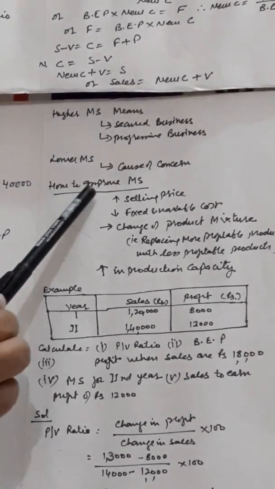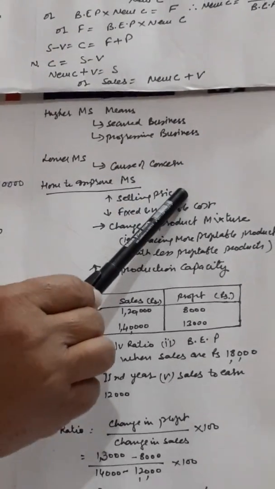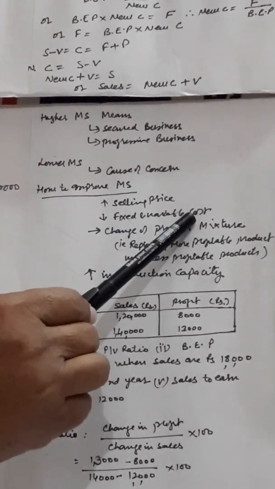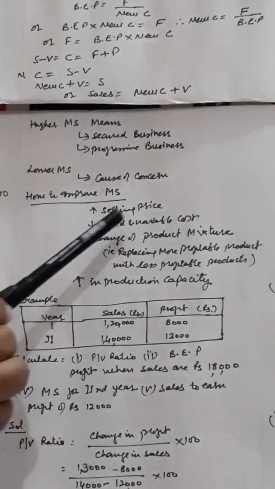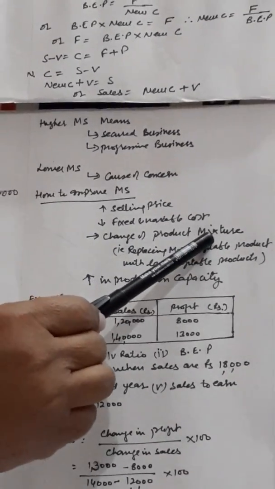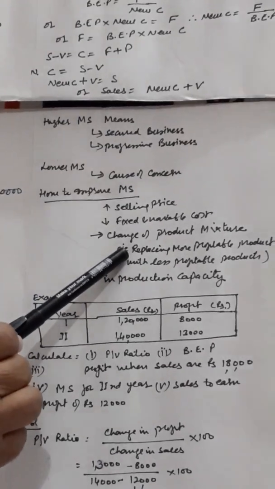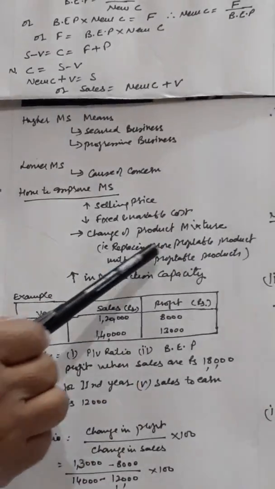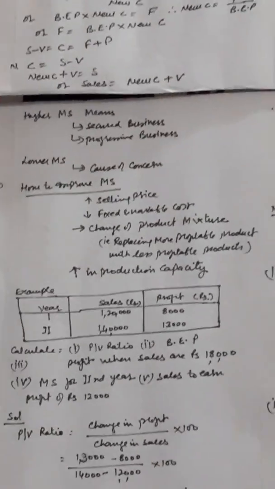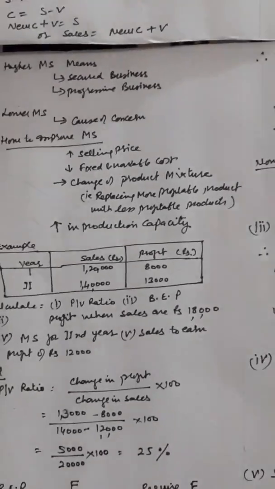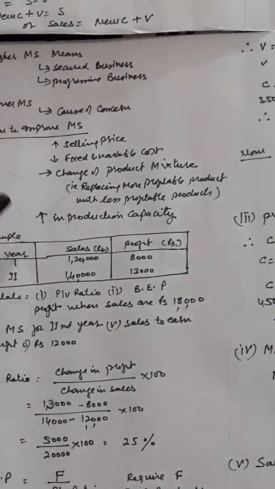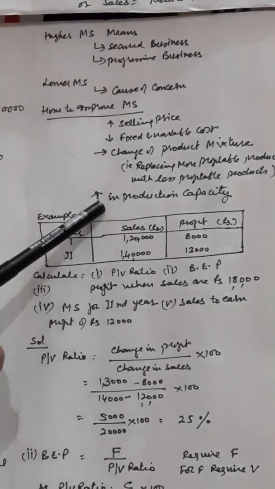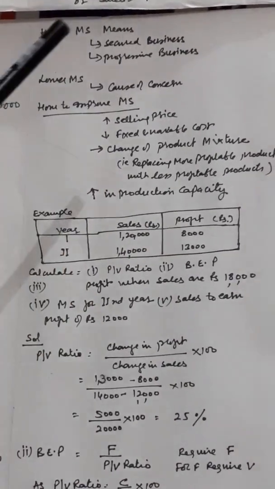Now, how can we improve margin of safety? By increasing selling price, we can improve margin of safety. By reducing fixed and variable cost, we can improve margin of safety. By change of product mixture, that is by replacing less profitable product with more profitable product. More profitable product will be added, less profitable product will be dropped. Then margin of safety will improve. Next, we can improve margin of safety by increasing production capacity of the firm.